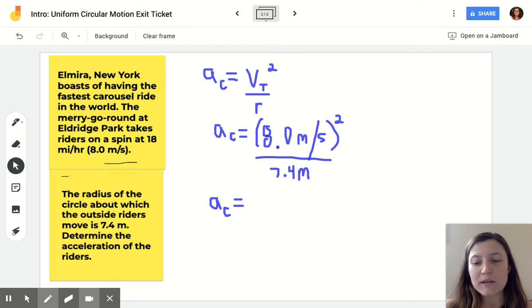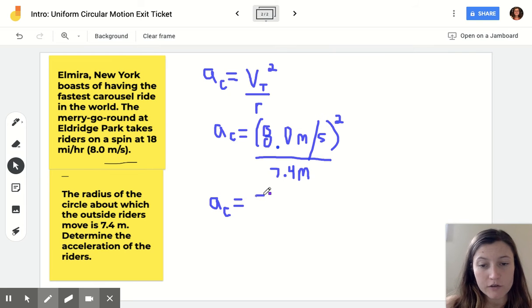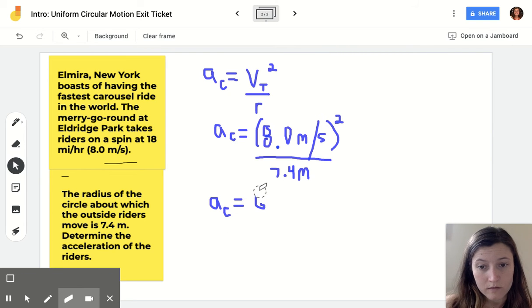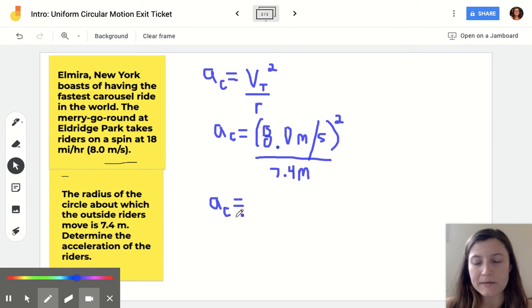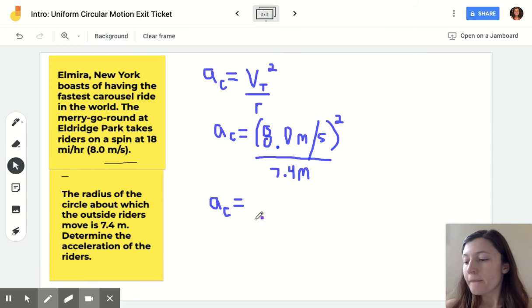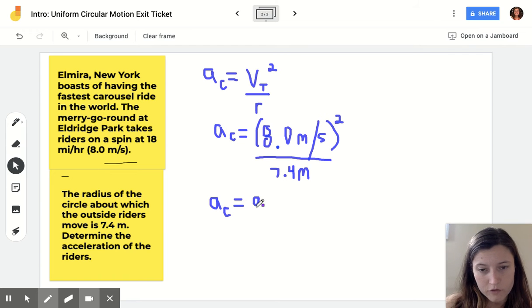So when we square 8, we get 64. We're going to take 64 and divide by 7.4, and we get 8.65. Our units are going to be meters per second squared. And I'll show you dimensionally how those cancel out in a second.